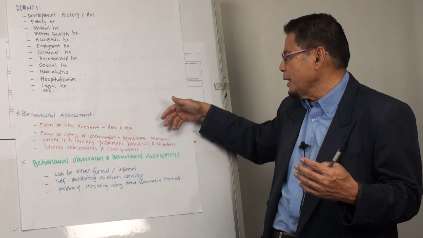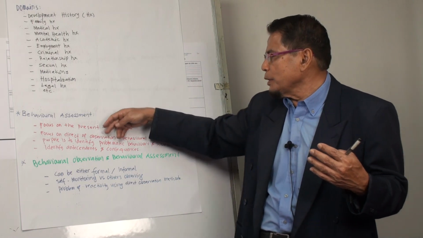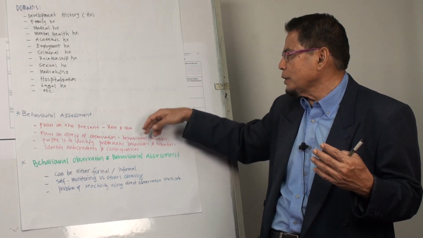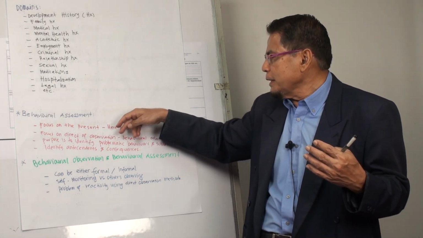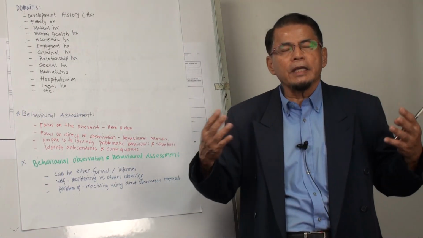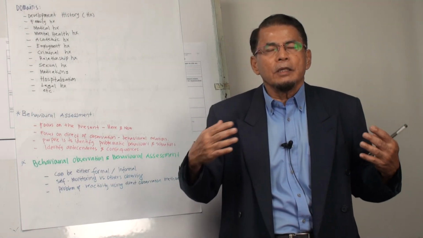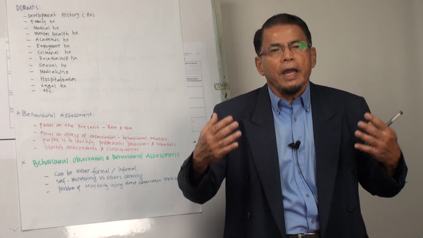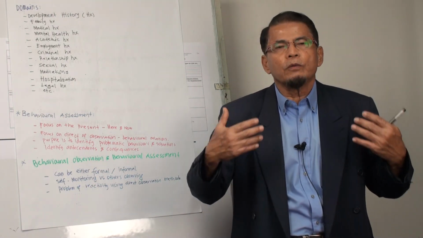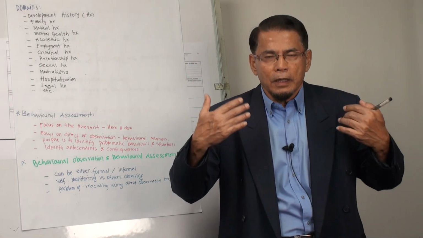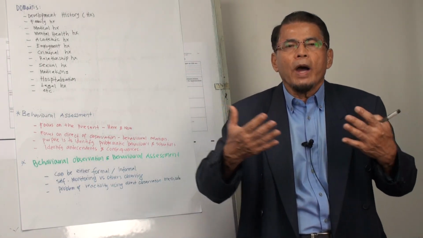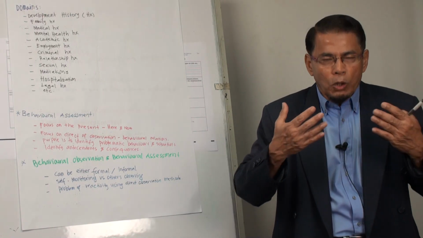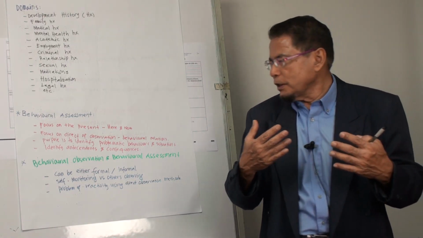Focus on direct observation. Behavioral relationship purpose is to identify problematic behavior and situations. Identify antecedents and consequences. So these are the ABC: antecedent, behavior, and consequences, which you can elicit from the person and maybe have some sort of ongoing discussion and relationship building to understand the nature of the specific problem that the person is facing.